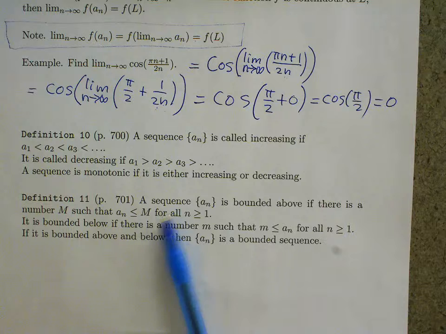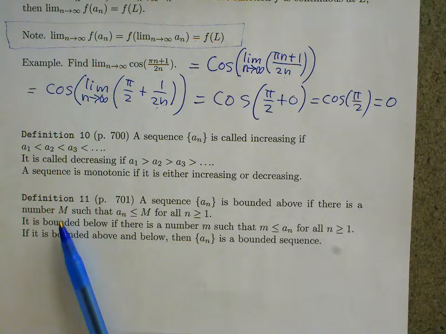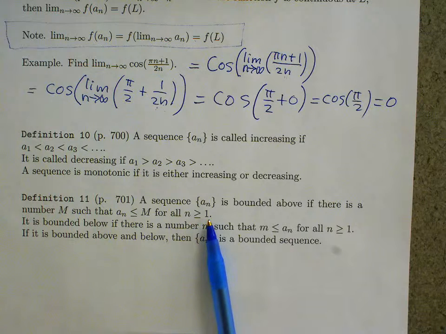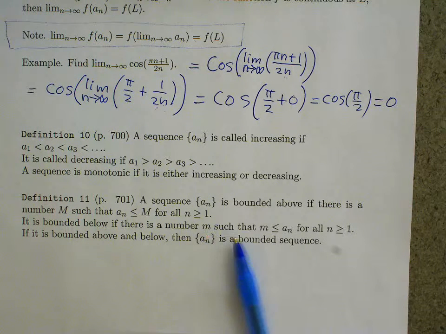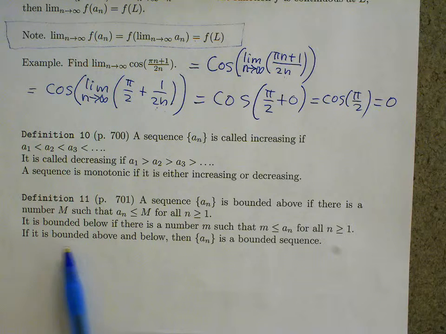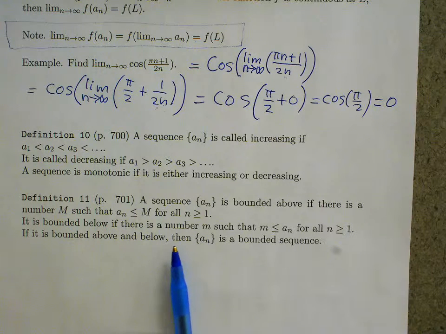Okay, the next definition is also pretty easy to understand. A sequence a sub n is bounded above if there is a number capital M such that a sub n is less than or equal to M for all terms in that sequence, for all n greater than or equal to 1. The sequence is bounded below if there is a number lowercase m such that lowercase m is less than or equal to a sub n for all n greater than or equal to 1. And then if the sequence is bounded above and below, we just say that the sequence is bounded. It's bounded both below and above, if it's bounded.